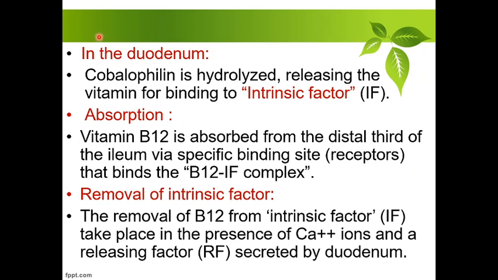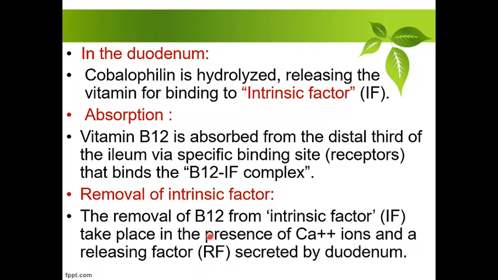In the duodenum, cobalamin is hydrolyzed, as I just told you, releasing the vitamin for binding to the intrinsic factor. Then absorption takes place. B12 is absorbed from the distal third part of the ileum through specific binding site receptors. Okay, you just saw it attach with the receptors, then enter the lumen. Right, removal of the intrinsic factor. Calcium ions, I told you, help in the release of the intrinsic factor from B12 and a releasing factor.